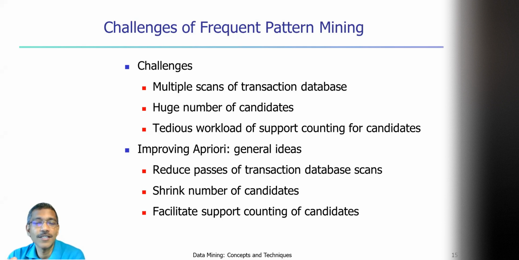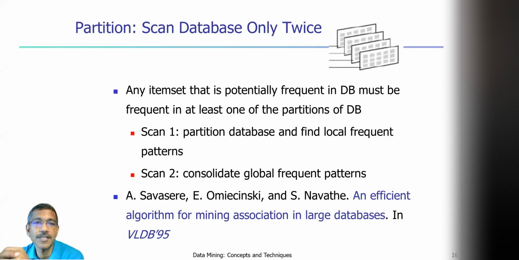The general ideas are to reduce the passes over the transaction database, maybe shrink the number of candidates that you need to check, and maybe facilitate support counting of candidates. So can we have a secondary data structure that can help you do the candidate counting rather than going into the database again and again? Those are some of the thoughts that people have looked at.